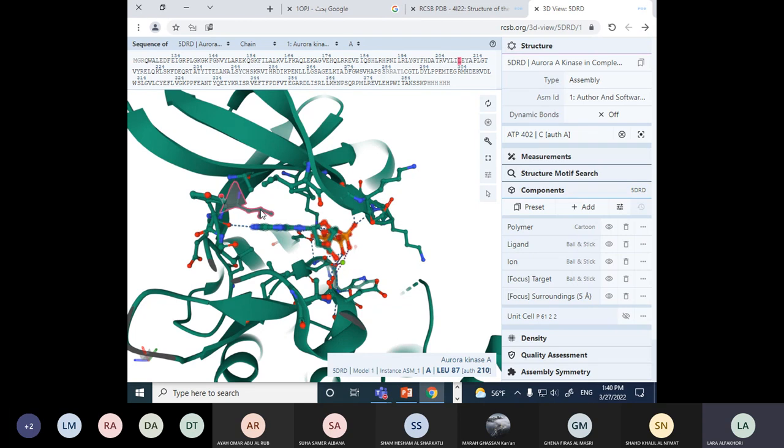Now look at what is behind the leucine. There is a space. If I want to define the space behind it, that's what we call a hydrophobic pocket. This leucine is at the entrance of that hydrophobic pocket. Now why is this important? Why are we talking about the gatekeeper residue? Because most of the inhibitors we are going to talk about, type 1 or type 2, have in their structure a group that binds to that hydrophobic pocket.